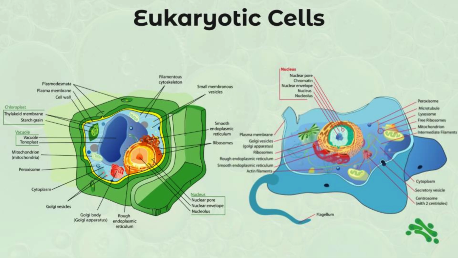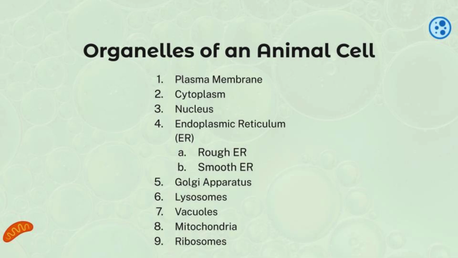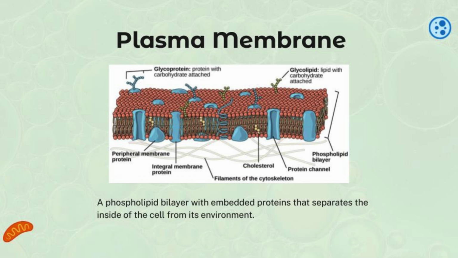These are eukaryotic cells. The left is the plant and the right is an animal. You'll notice they are much more complex compared to that prokaryotic cell. They have a lot of organelles and structures in them that help them to function. The cell's organelles, but it's really organelles and structures. So these are the 9 primary components of animal cells that we're going to talk about. There's the plasma membrane, cytoplasm, nucleus, the ER rough and smooth, the Golgi apparatus, lysosomes, vacuoles, mitochondria, and ribosomes.